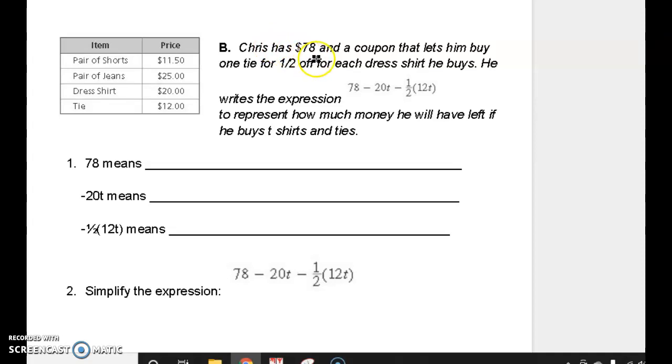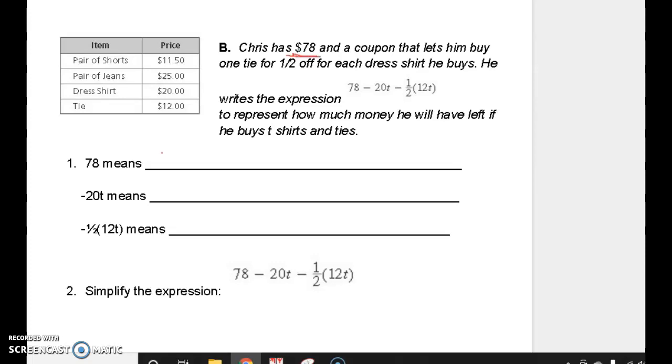Now, Chris has $78 and a coupon that lets him buy one tie for half off for each dress shirt he buys. He writes the expression 78 minus 20t minus half of 12t to represent how much money he will have left if he buys t-shirts and ties. So let's talk about it. What does 78 mean?